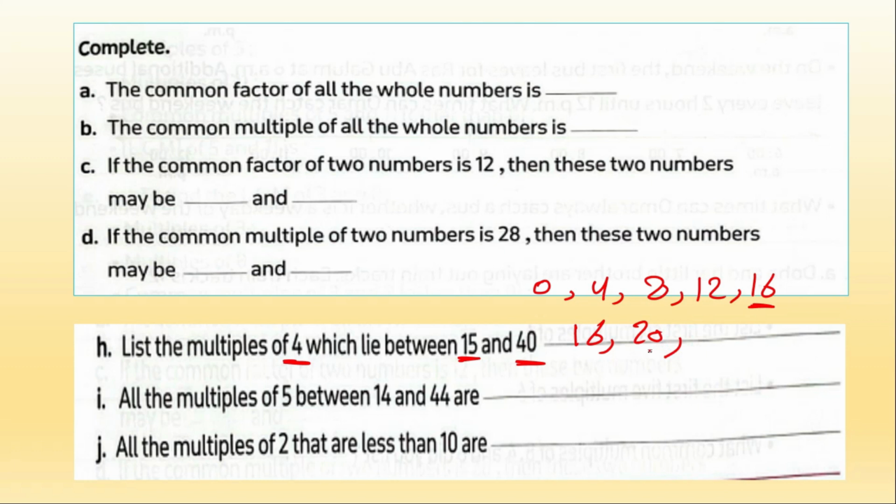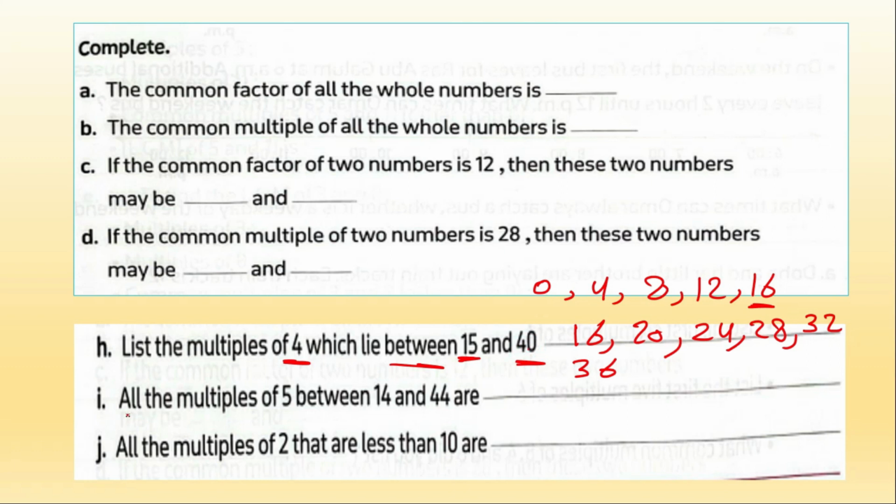4 by 5 is 20. Got it? And then 4 by 6 is 24, and then 4 by 7 is 28, and then 32, 36, and then 40. Do we have 40? No, he said between 15 and 40.